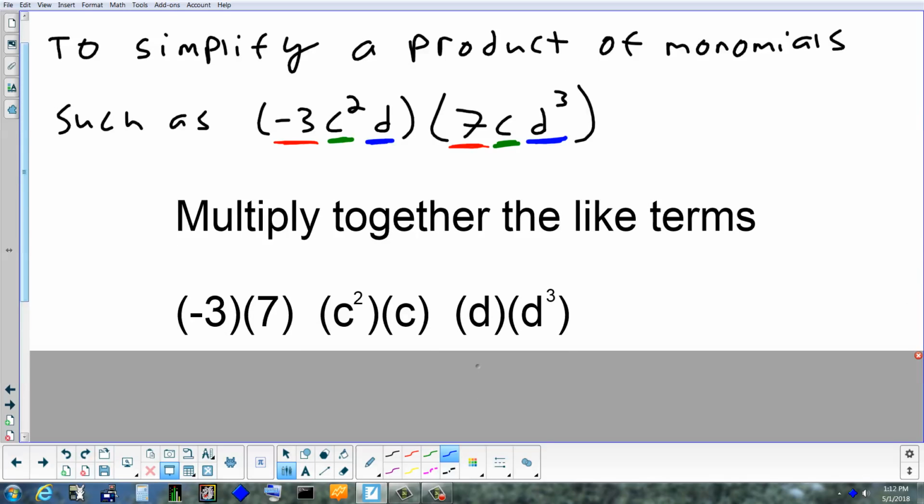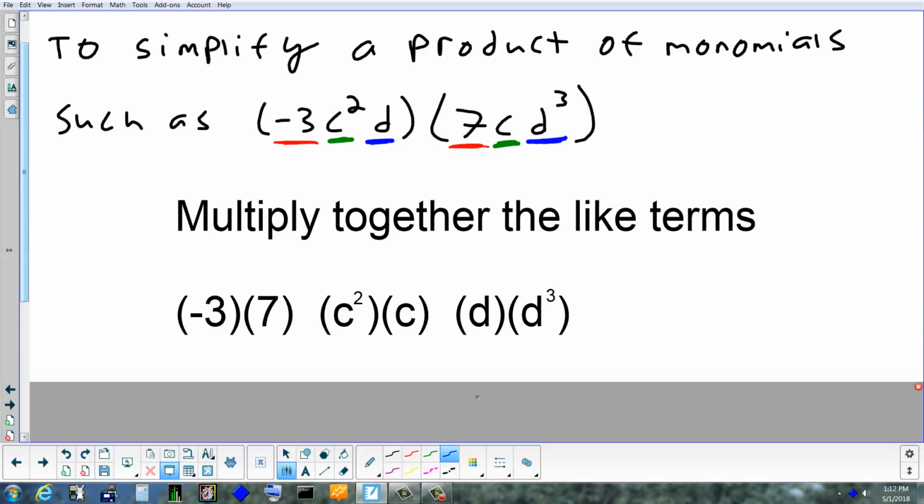Look at our numbers here. -3 and 7 are like terms, so I put -3 and 7 next to each other. C squared and C are like terms, so I put those two next to each other. D and D cubed are like terms, I put those next to each other. So now what we have is 3 little problems. Let's start with the first one.